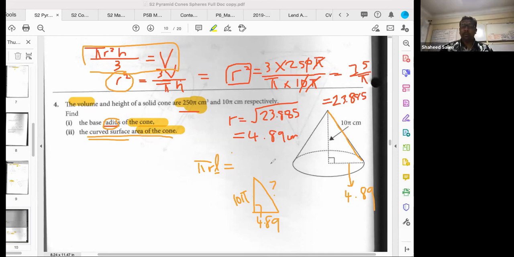So if you do this one, you'll be able to get this thing, which is equal to 31.8, I think.